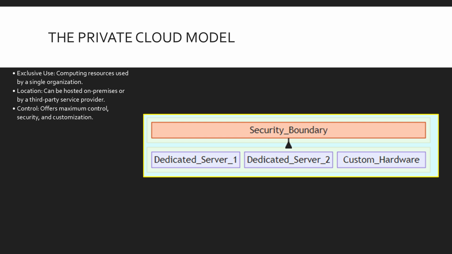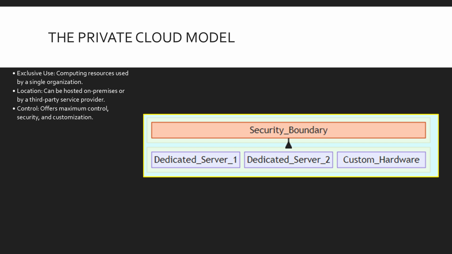Physically, it can be located in your own on-site data center, or it can be hosted by a third-party service provider on dedicated hardware. The primary definition of this model revolves around control. Because the infrastructure is dedicated, you have maximum authority over security, hardware configurations, and compliance, often required for regulated industries.